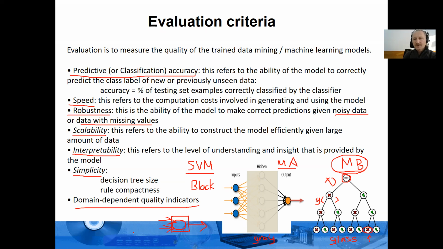It depends. For example, if you are developing a machine learning model or data mining model, you need to be involved in one domain, for example the health sector, education sector, tourism sector, or finance sector. If you are predicting the dollar price, this means you are working in the finance sector. Every domain can have its own quality indicators. You should follow those indicators to evaluate your models.